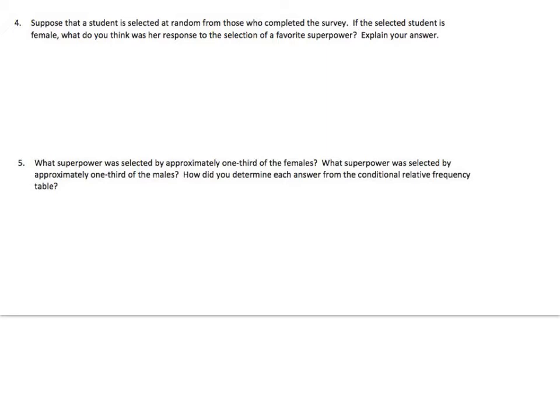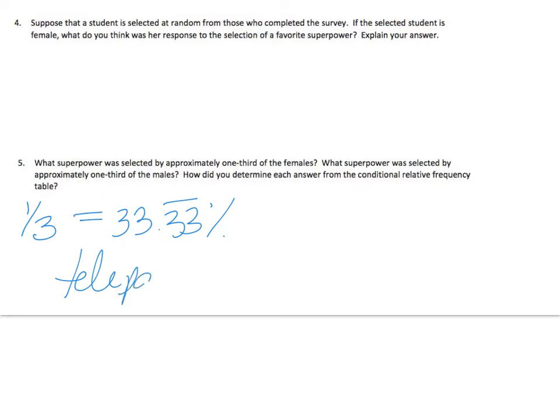I already answered number 4. Yep, number 5. What superpower was selected by approximately 1/3 of the females? 1/3 of the females is 33.33 repeating percent. Telepathy was selected by approximately 1/3 of the females, because if you look at the chart, it was 30.7%.